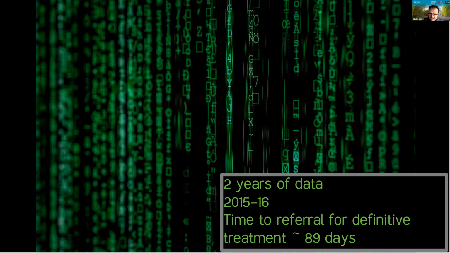So we had 2 years of data they supplied us with, from 2015 to 2016. And we saw, just doing some basic analysis of the data, that they did have very definite problems. Remember, the Cornwall team was only dealing with the part from the point of initial referral to onward referral for their treatment at Plymouth, and the average time from initial referral to referral onwards for their treatment was about 89 days. Now, when you consider the 62-day referral to treatment target, that's way off where it needs to be. Okay, so there were clearly delays and problems in this part of the system.